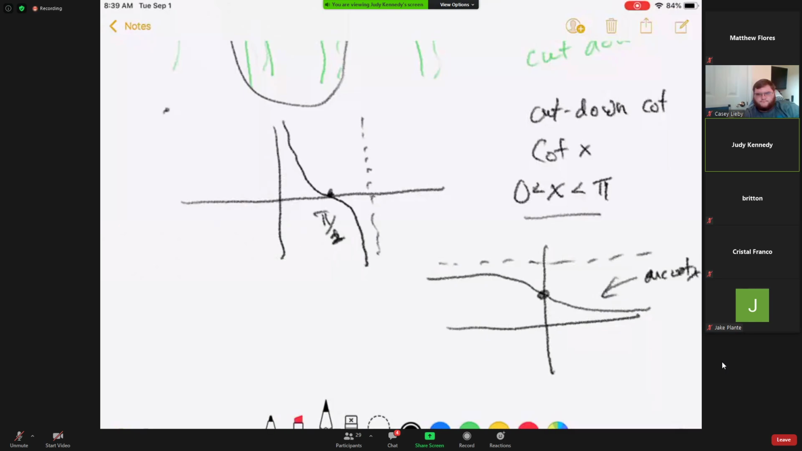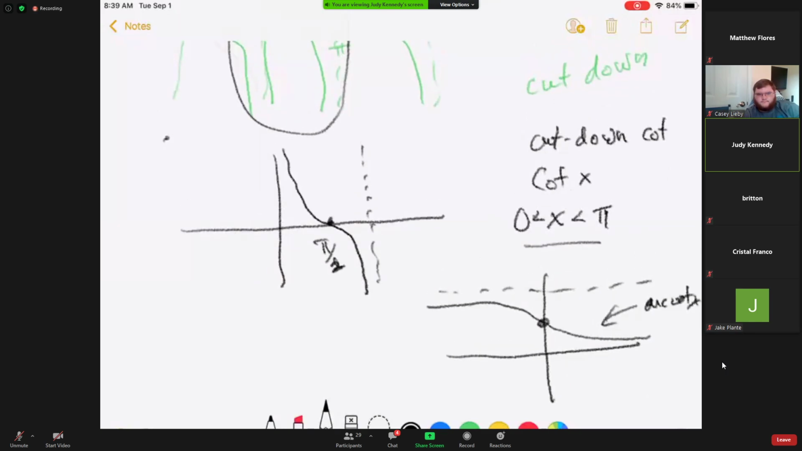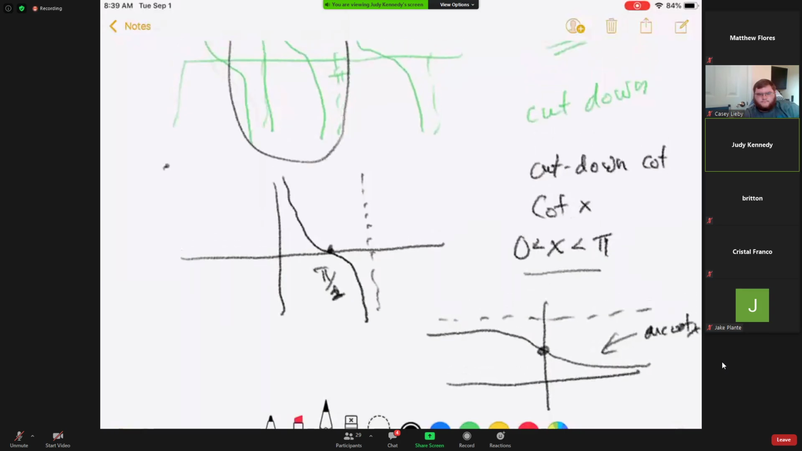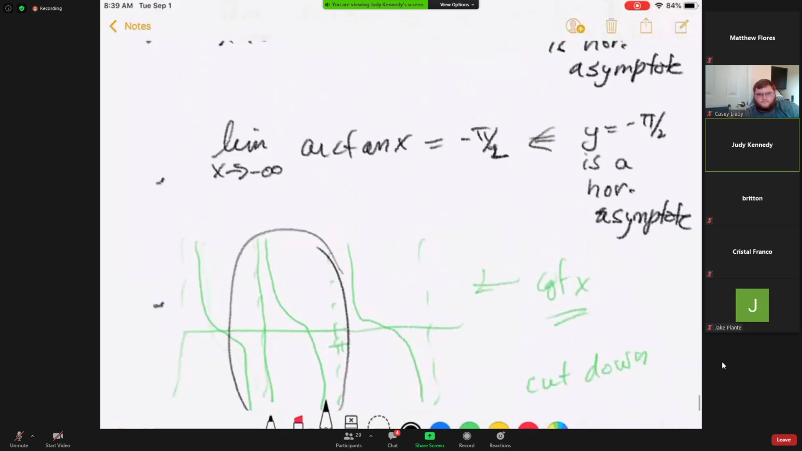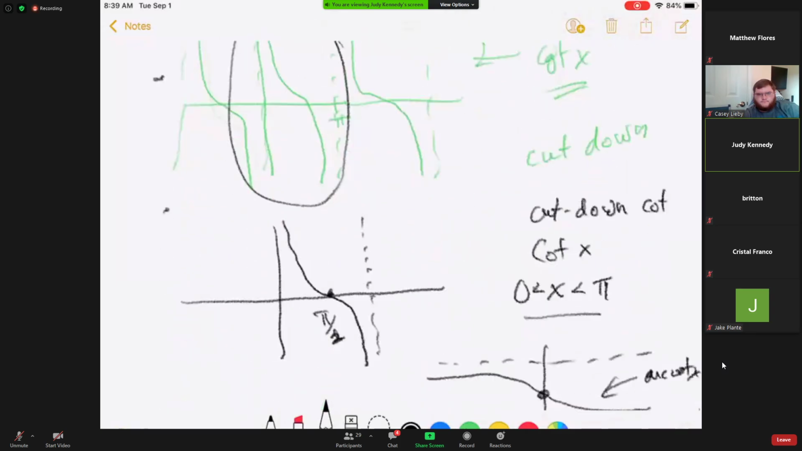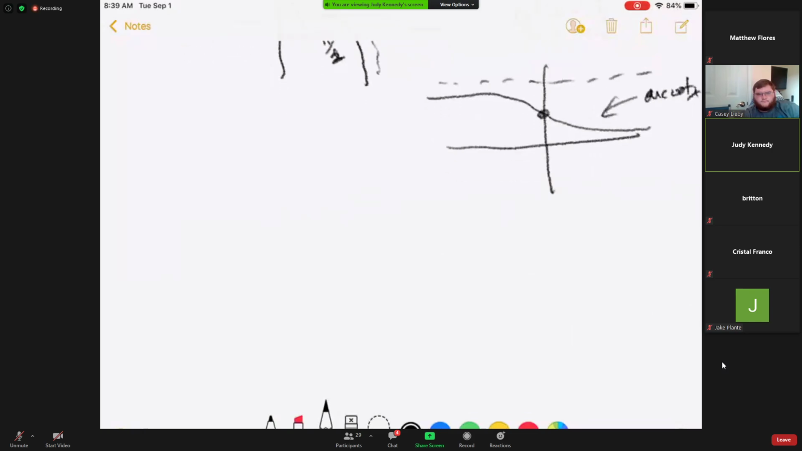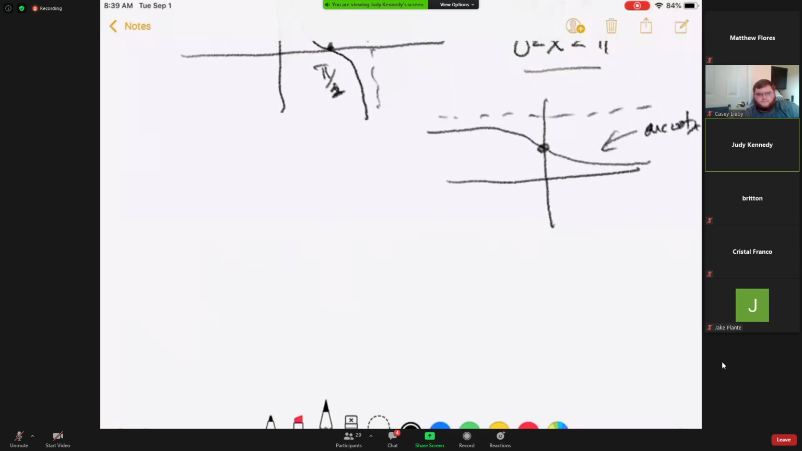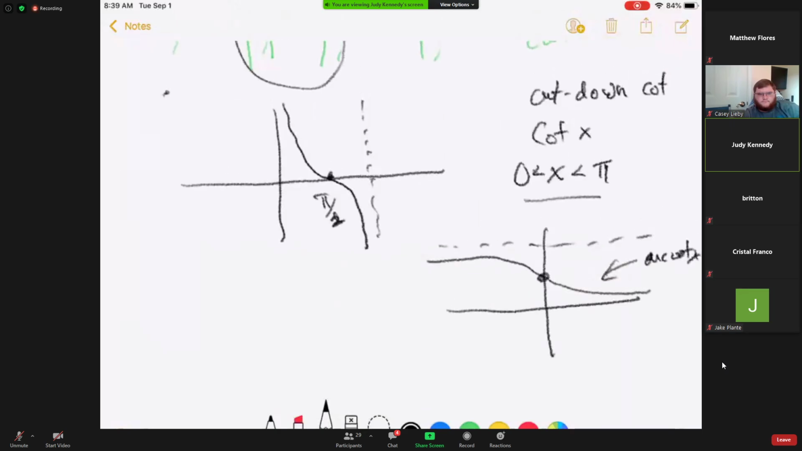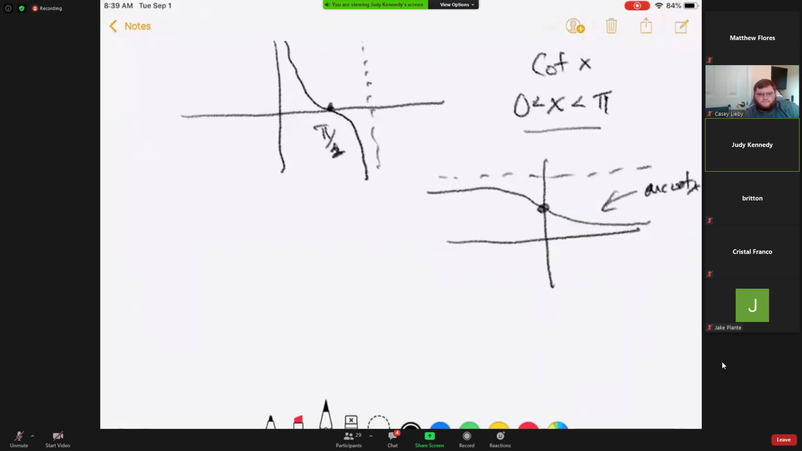Okay. Yeah, so the arc cotangent has 2 horizontal asymptotes too, but neither of these two functions, arctangent or arc cotangent, has a vertical asymptote. So they don't always go together. Okay, any more questions? But I'm going to start something new.